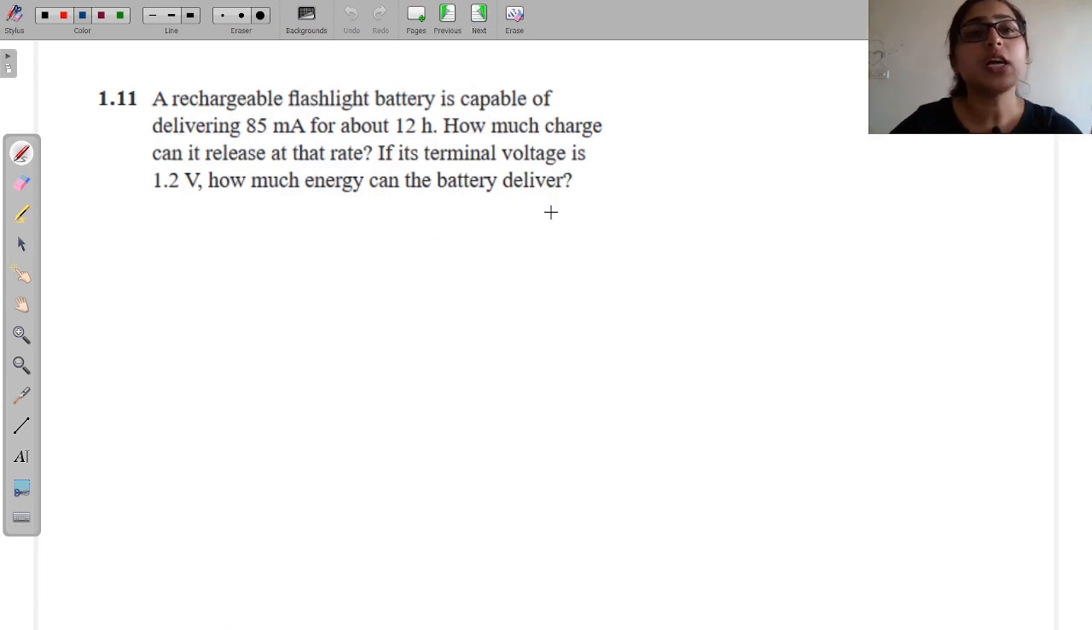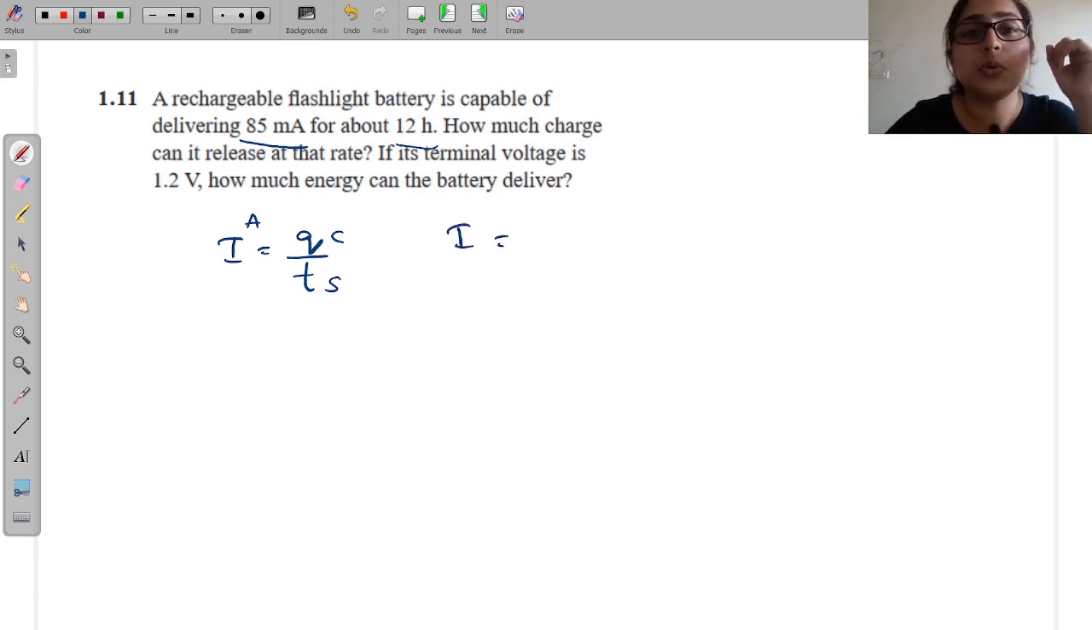Next, a rechargeable flashlight battery is capable of delivering 85 milliampere for about 12 hours. So here I said I is equal to Q by T. Ampere is coulomb per second. These will be the units respectively.